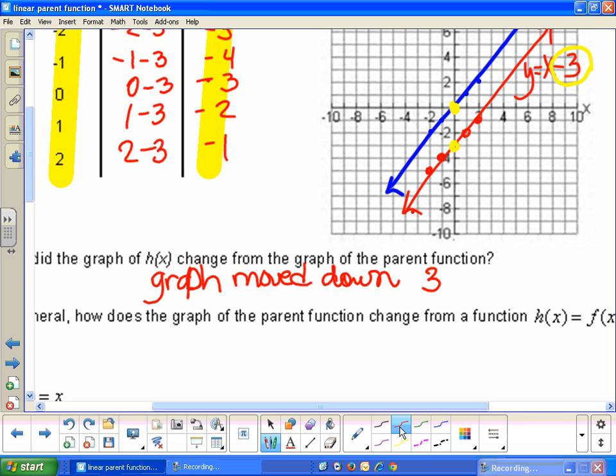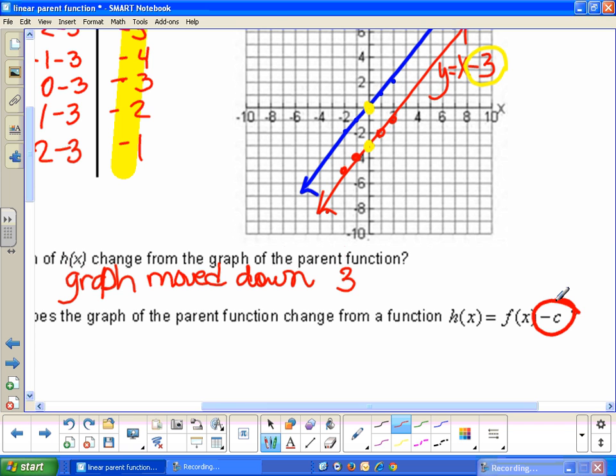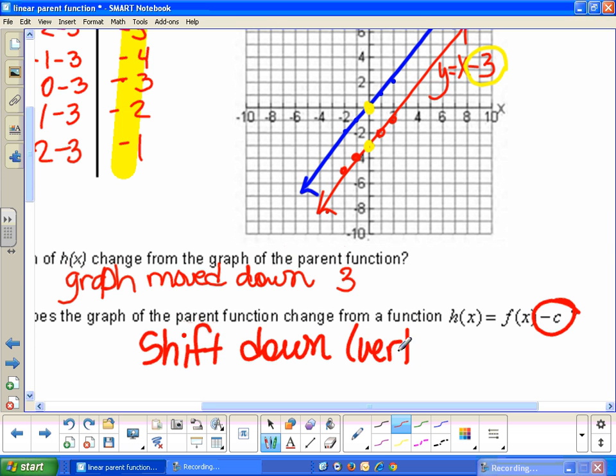So in general, if we're going to subtract c, correct terminology is that our graph is going to shift down. And sometimes you'll see the word vertically, because that's what it means, is up or down. So if you see vertically, it means it moved up or down this way.